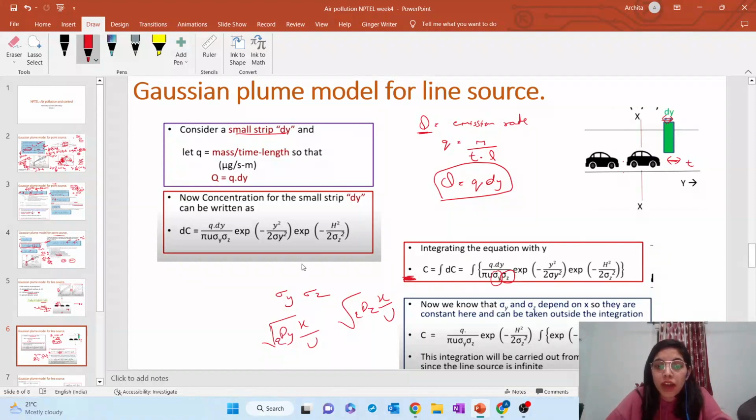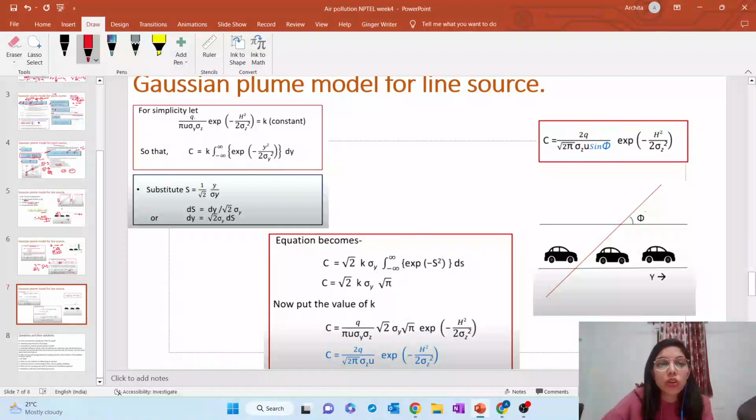So sigma y and sigma z are independent of change in concentration in the direction of y. Also h is independent, because h depends on sigma z. So we will take all of these out, and we will integrate only the change in the direction of motion of the car. So we integrate e to the power minus y square upon 2 sigma y square with respect to dy, and always the integration is from minus infinity to plus infinity.